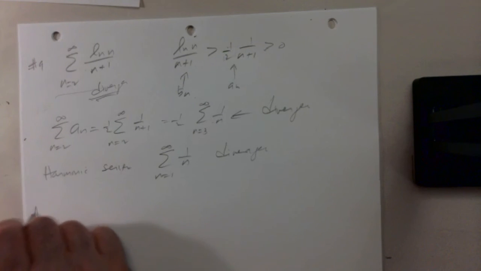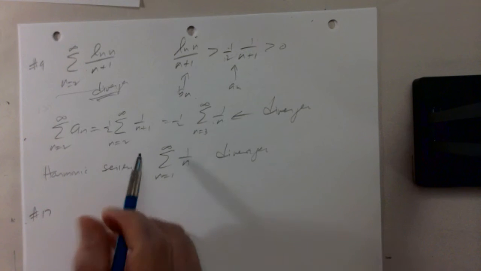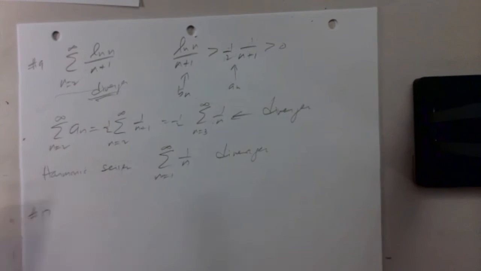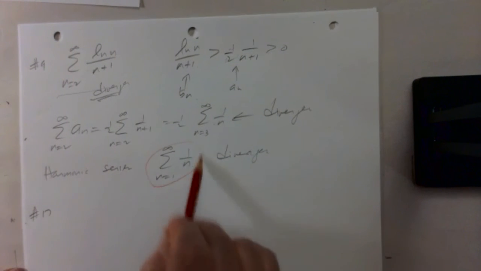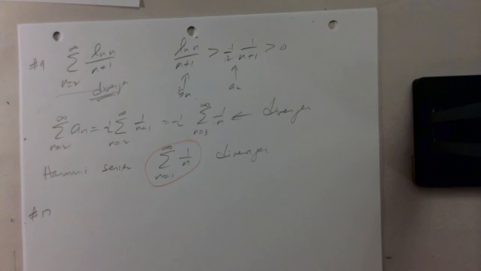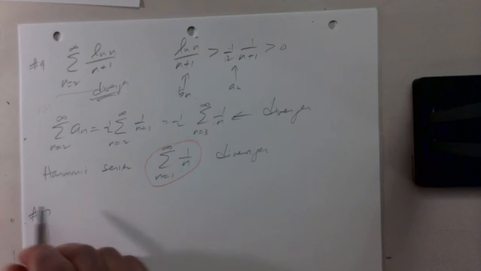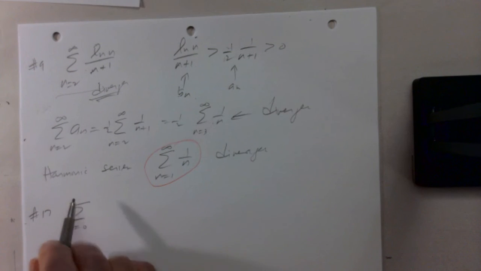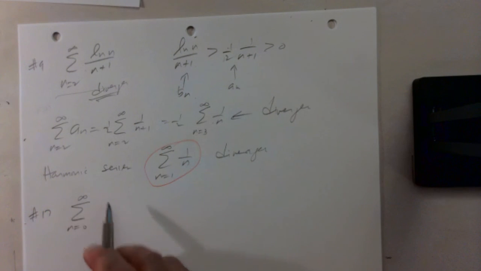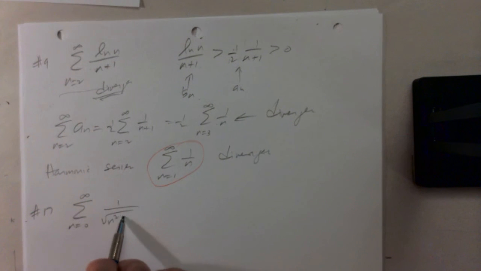Let's look at number 17. The fact that the harmonic series diverges is used often in comparison tests, because you can often compare things to this series. Let's look at number 17. Number 17 is summation n goes from 0 to infinity, 1 over the square root of n squared plus 1.